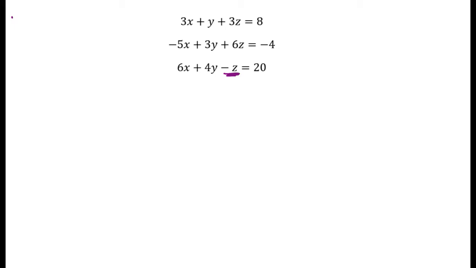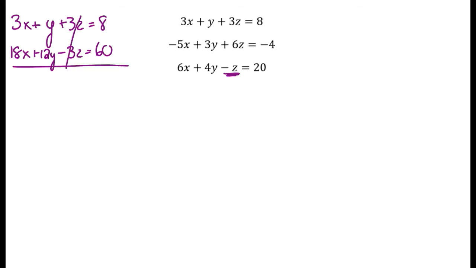So I'm going to rewrite the top equation because I'm going to use that equation as it is. And I need a negative 3z, so I need to multiply everyone here by 3. So I get 18x plus 12y minus 3z equals 60. Eliminate my z's, and I'm left with 21x plus 13y equals 68.